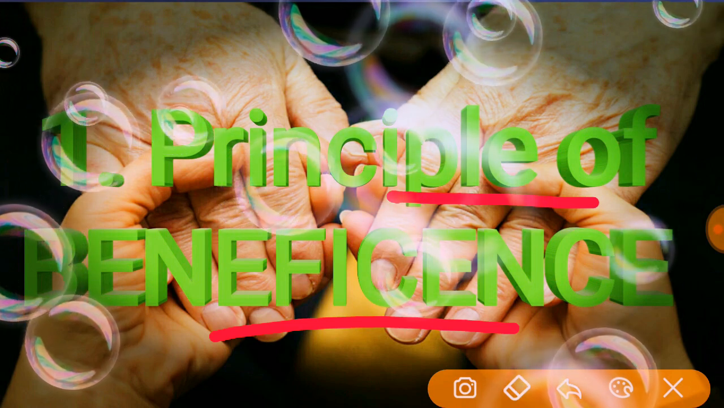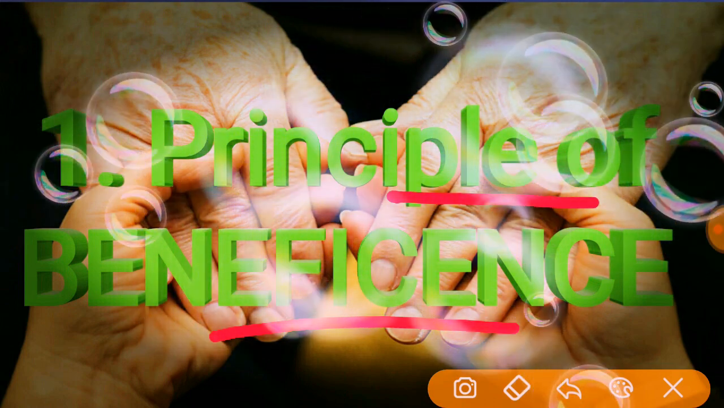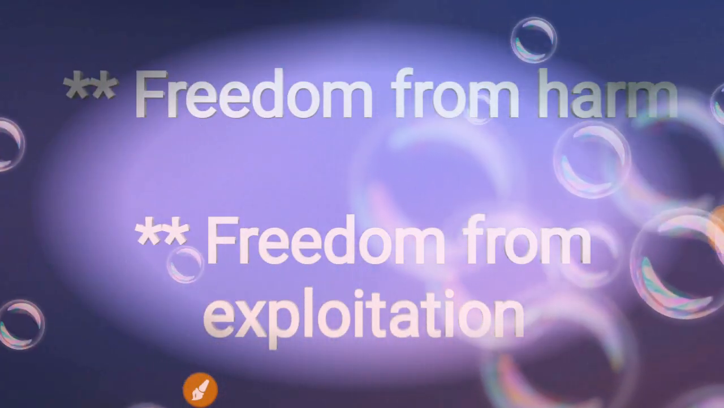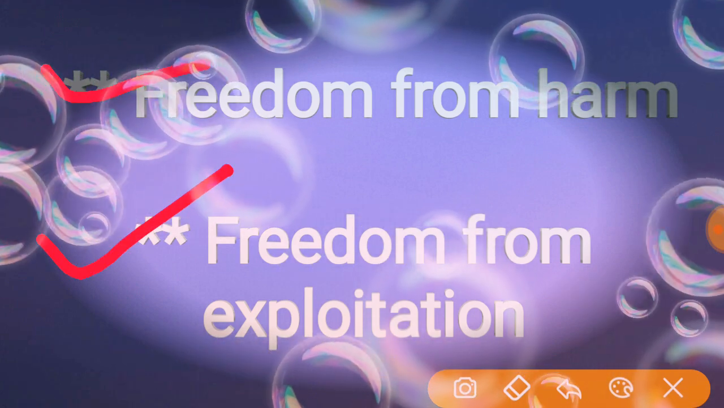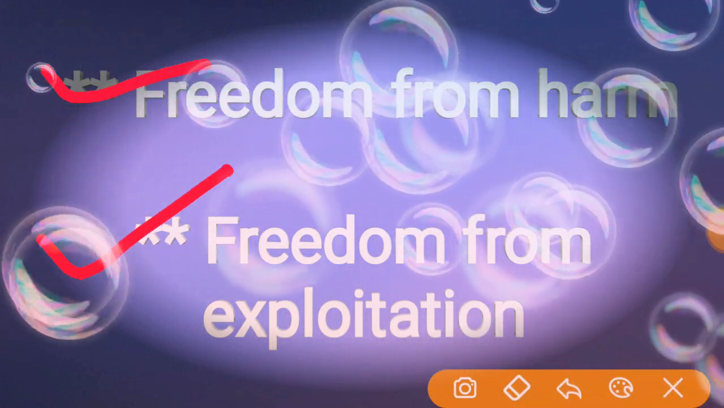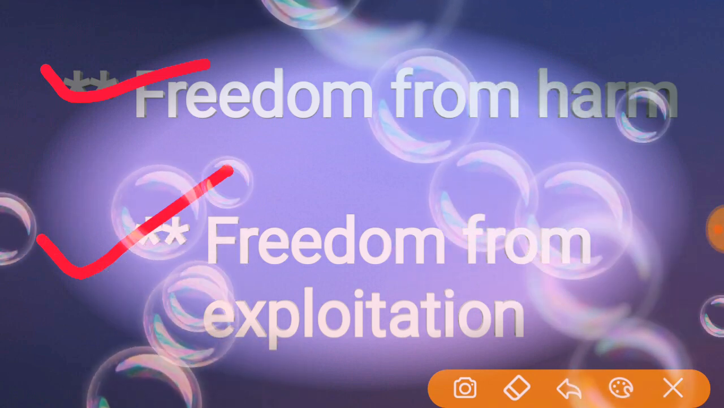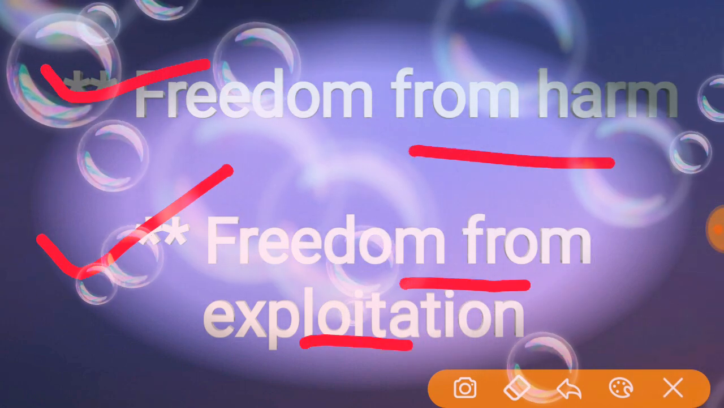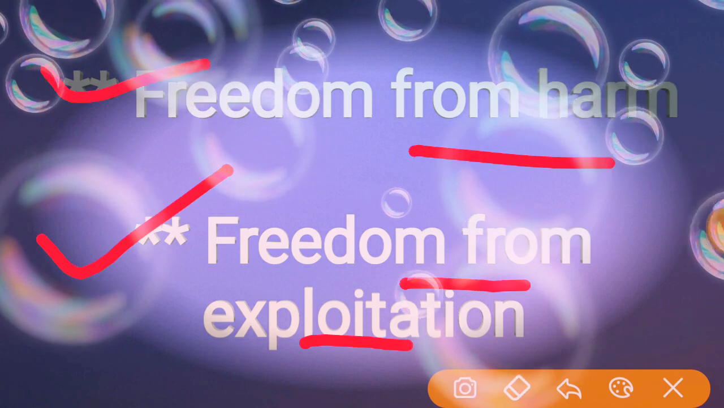Here it involves the protection of participants, especially from physical and psychological harms. These two points come under the principle of beneficence. The first one is freedom from harm, and the second one is freedom from exploitation. It involves the protection of participants from physical and psychological harms and from exploitation. And there are a few more important explanations regarding the principle of beneficence.